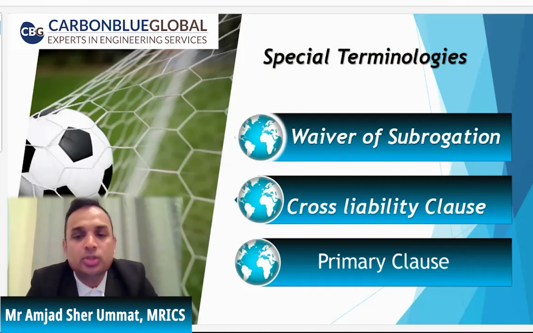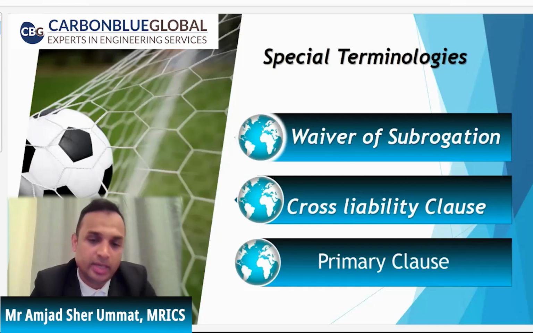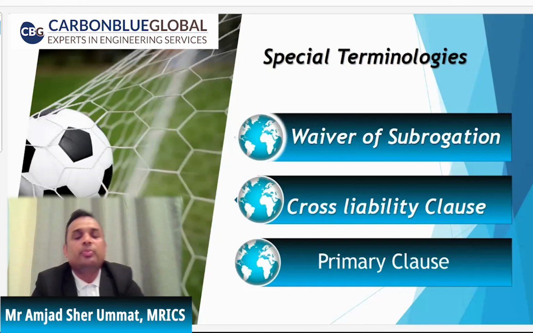The third is a primary clause. The primary clause will kick in where more than one insurance has covered either a project or a plant or any other matter. So the insurance policy which has the primary clause will be liable to give the compensation in case an insurance claim arises.